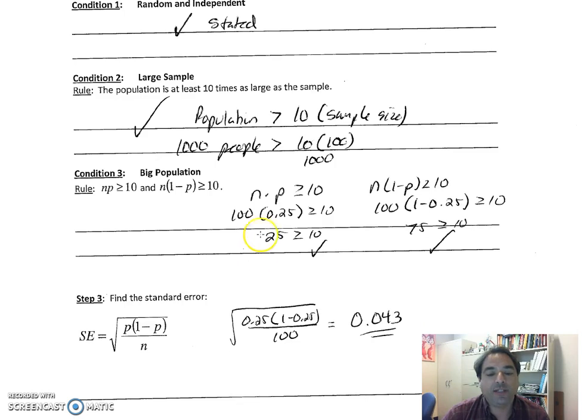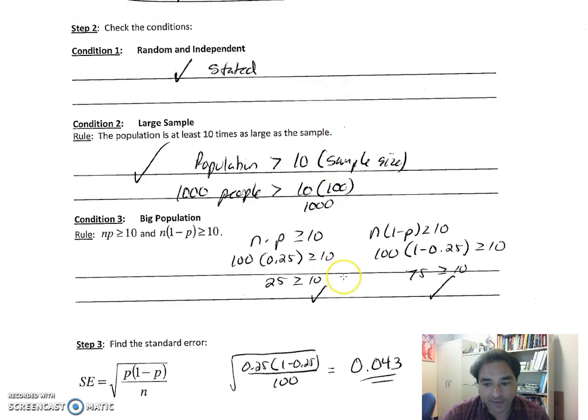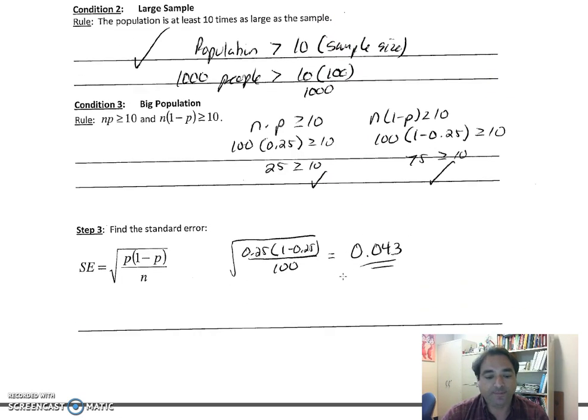And then the third one, n times p, has to be greater than or equal to 10. n is 100, the sample size. p, 0.25, gives you 25, which is greater than 10. Check. Then 100 times, parenthesis, 1 minus 0.25. That gives you 0.75. 0.75 times 100 gives you 75. Is that greater than 10? Check. All three conditions are met. We can assume that the sample proportion is normal, and we can move on.